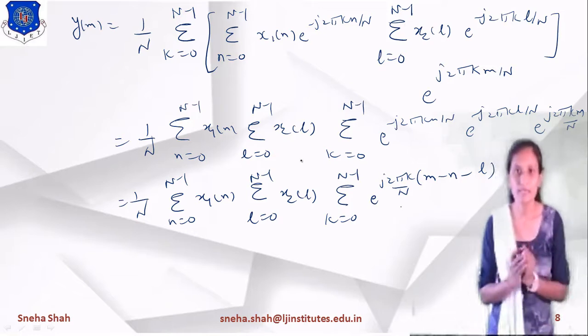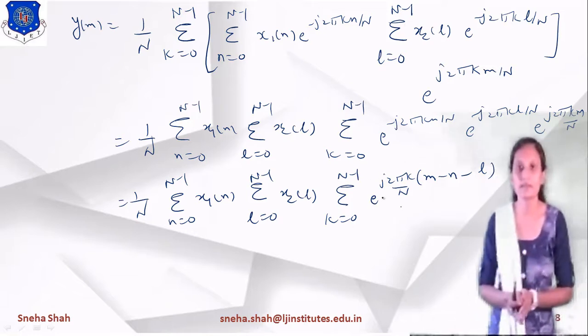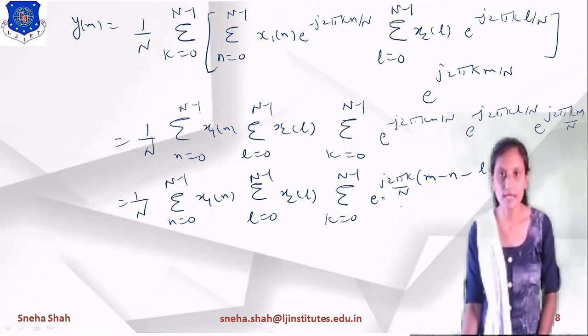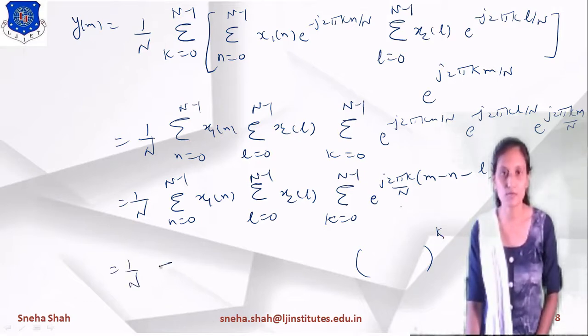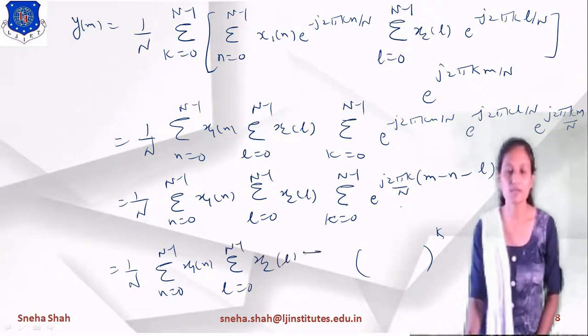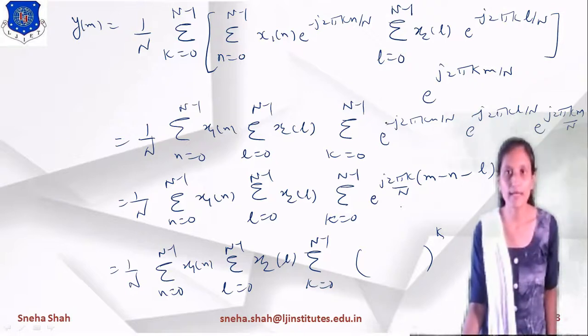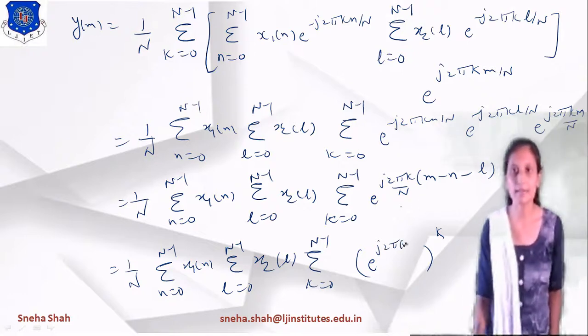As you know, if a summation is given, then we convert this into the form of a raised to n. As this term is a summation over k, I am representing this in the form of a raised to k. So what is the value of a raised to k? All the other terms remain as they are: 1 by N summation n equals 0 to N minus 1 x1 of n, summation L equals 0 to N minus 1 x2 of L, and summation k equals 0 to N minus 1. Now what is the value of a? Its value is e raised to j 2 pi, and this k will be over here, so the term will be m minus n minus L divided by capital N.